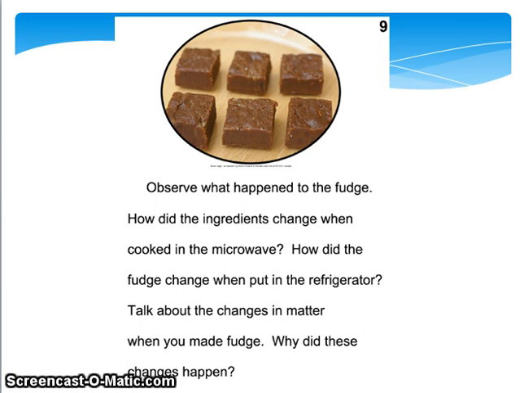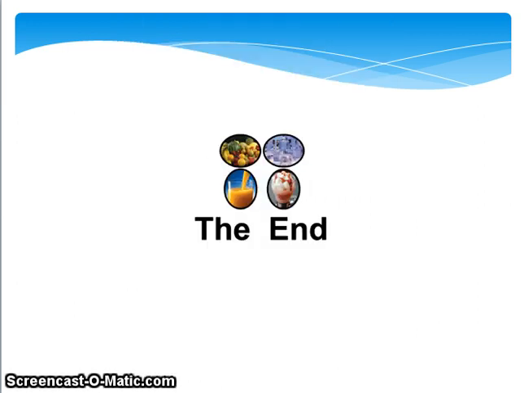Talk about the changes in matter when you made the fudge. Why did these changes happen? So we melted them when we put them in the microwave, and that made them become a liquid. And then when we put them in the refrigerator, remember we changed the temperature, and when we changed the temperature, it changes the state of matter, so it became a solid. Okay, that is the end of our solids and liquids video.